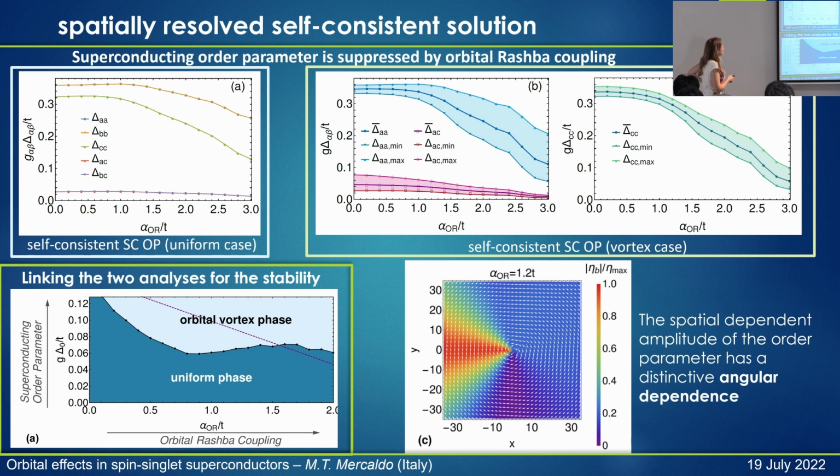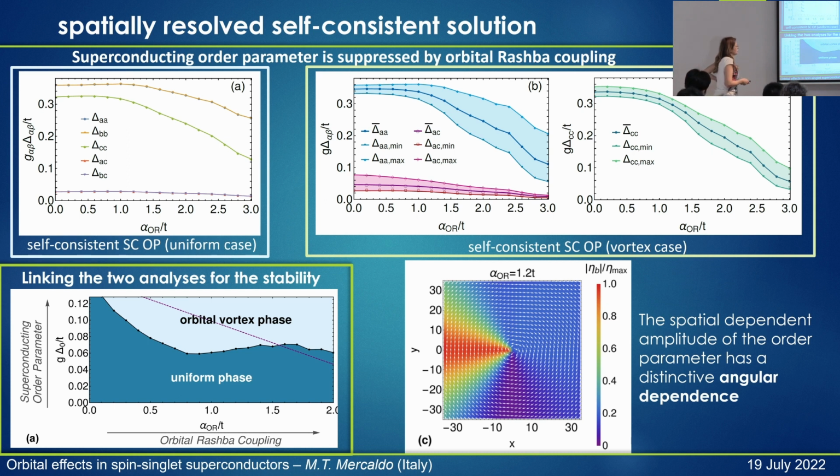So, some other details about this self-consistent solution. We see that the effect of the orbital Rashba on the pairing is a reduction of the amplitude in the uniform case. How can I plot the vortex case, where in the lattice you don't have the same amplitude all over? So we are just plotting the mean value and the minimum and the maximum, and so you have this kind of bands, strips, that tell you how the value of the order parameter is going.